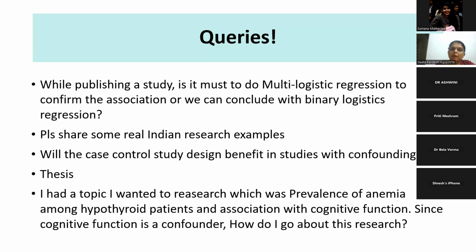Do you think multiple logistic regression is necessary, or should we be satisfied with binary? We should do multi-logistic regression, ma'am, because without accounting for the confounding effect, we cannot say that both variables of interest are associated with each other. Absolutely right. So if you feel that confounding is there, you will have to handle confounding, and one method is regression. So you will have to do it.